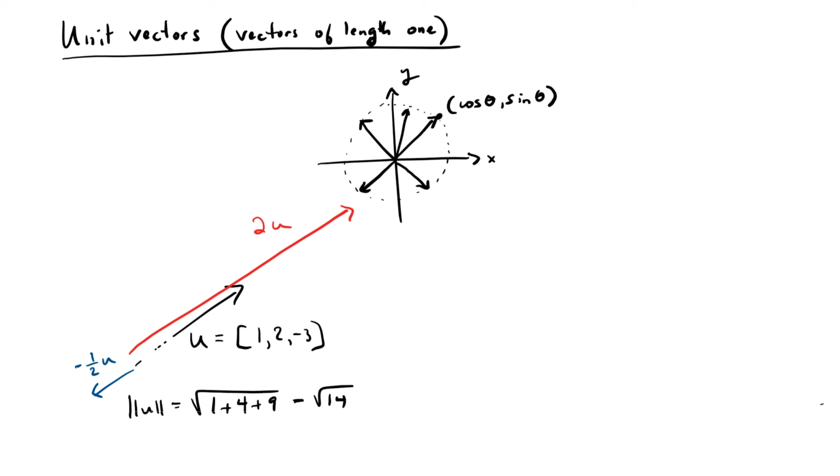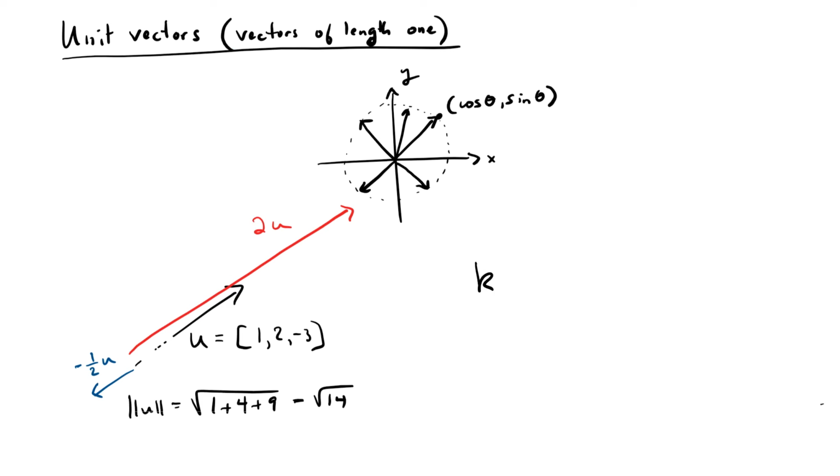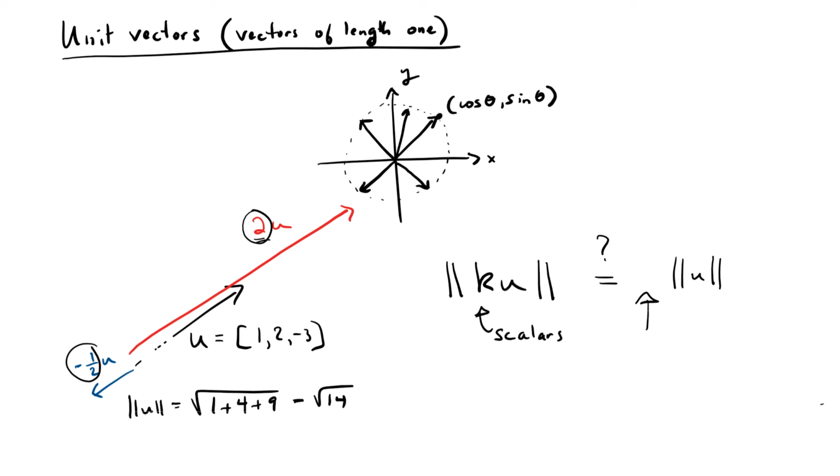My question is, what are the lengths of these vectors? Here's a general question, can I come up with a formula if I multiply u by some scalar? Remember, a k is usually used for scalars. So here my scalars could be 2, could be minus a half. So if I scale it, how is the length of this new vector related to the length of u? So obviously there's something missing, right? Those lengths are not equal, so there's something I have to fill in here.